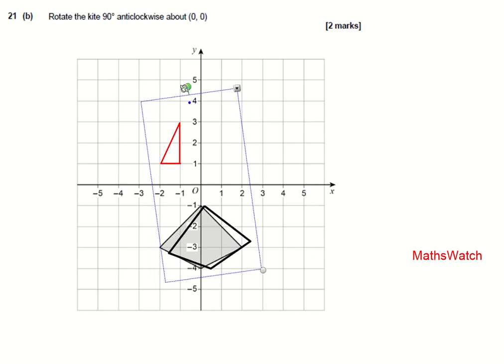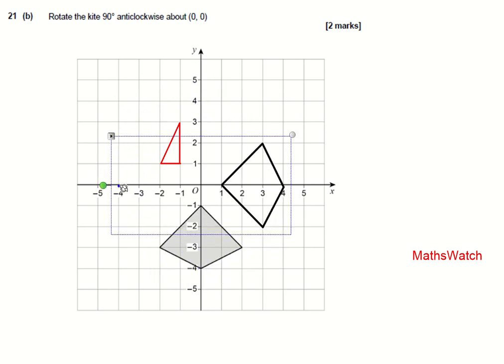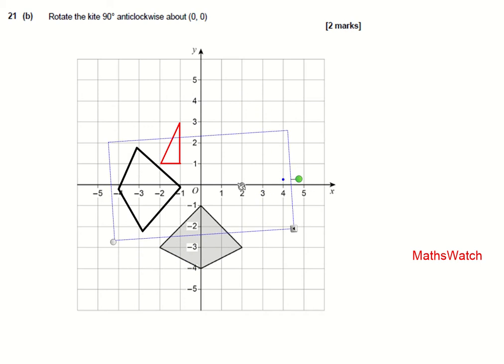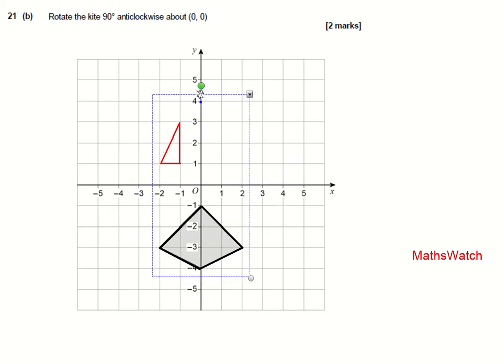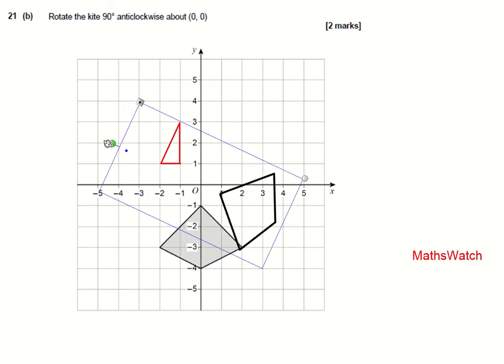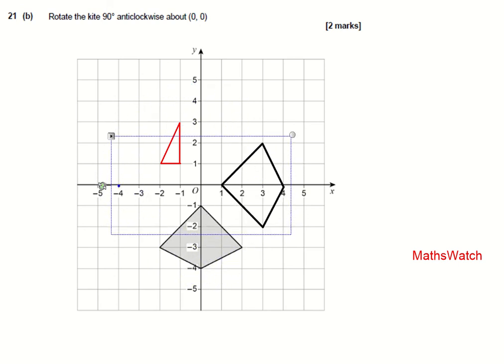So rotating is where you're turning a shape round, a direction and an angle. So anti-clockwise 90 degrees, that's a quarter turn anti-clockwise, which means that shape is going to end up in that position there. That is the 90 degrees anti-clockwise transformation.